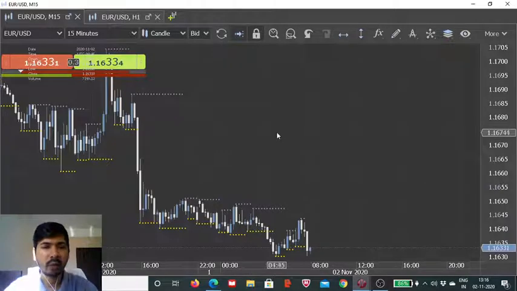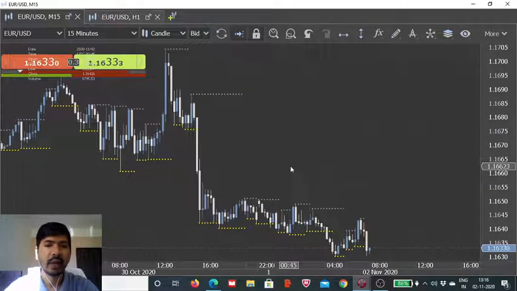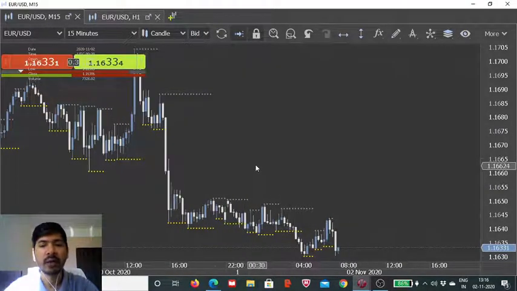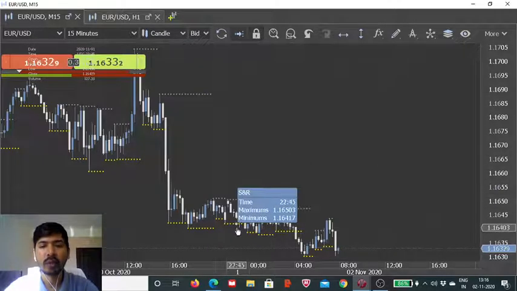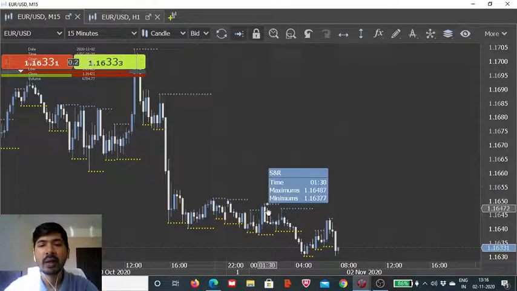So how to use this indicator? The general logic, as is the case, is fairly simple: you try to go for the buy trade closer to the support area, and you go for the sell trade closer to the resistance zone.